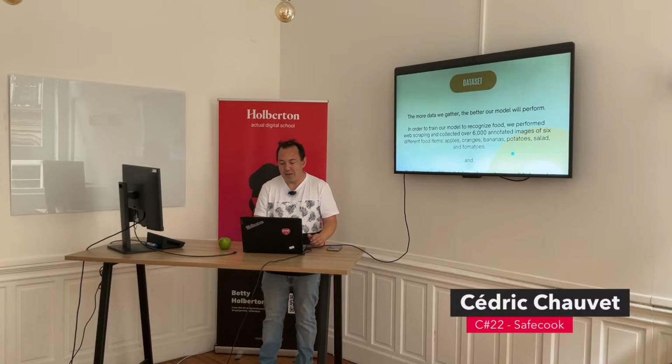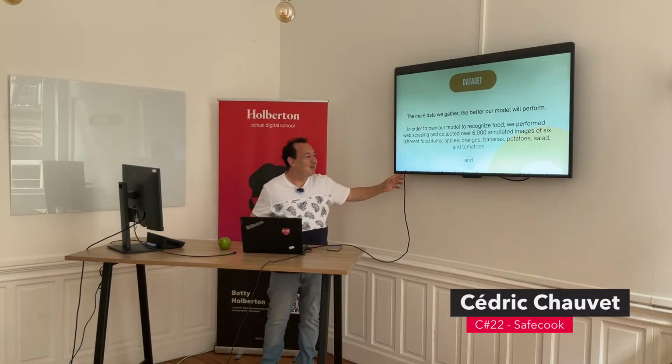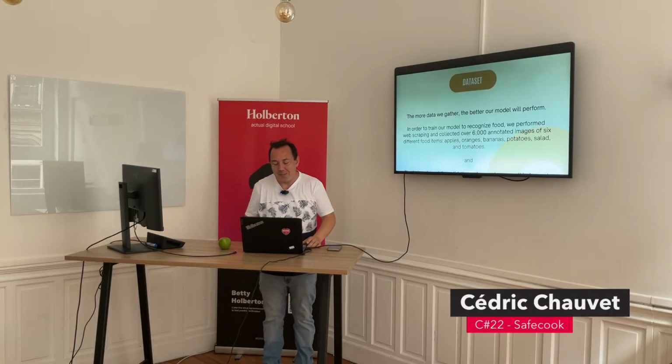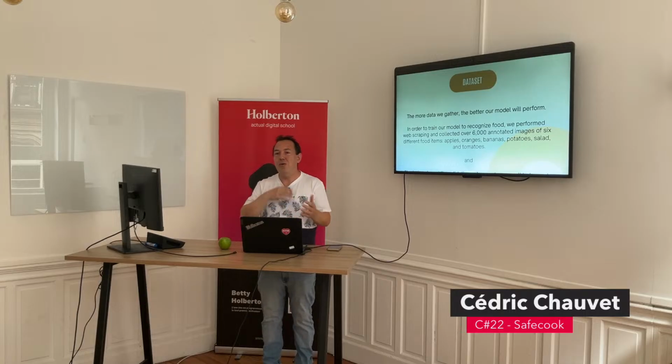And something important, what? So the dataset must be balanced so that the model will have no preference for one item or another. So we have 6,000 apples, 6,000 tomatoes, etc.